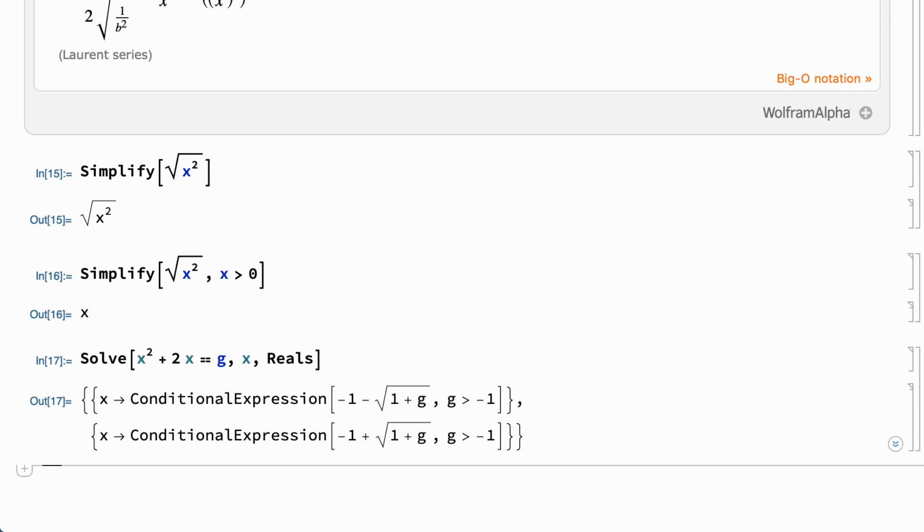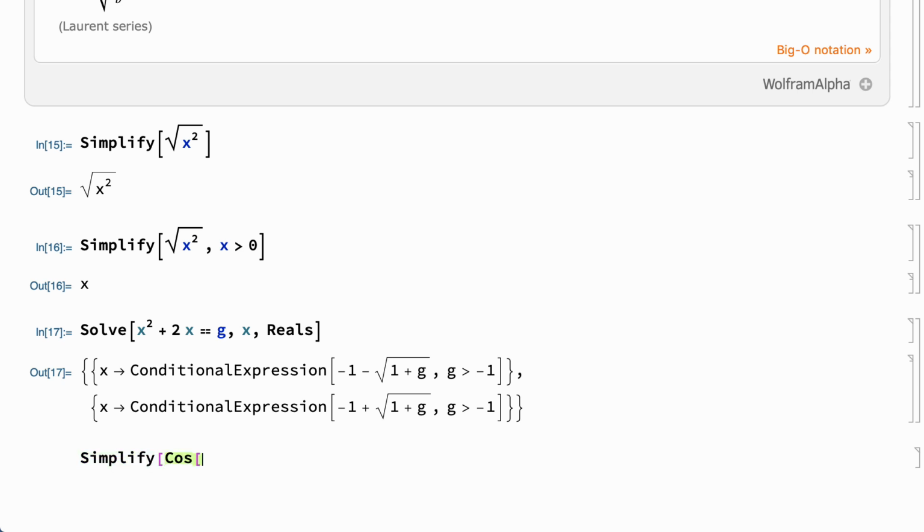The solution is expressed in terms of conditional expressions. The first argument in ConditionalExpression gives the solution, and the second argument gives any conditions on that solution. In this example, for the solution to be a real number, the parameter g must be larger than -1, so that condition is included in the second argument of each conditional expression.